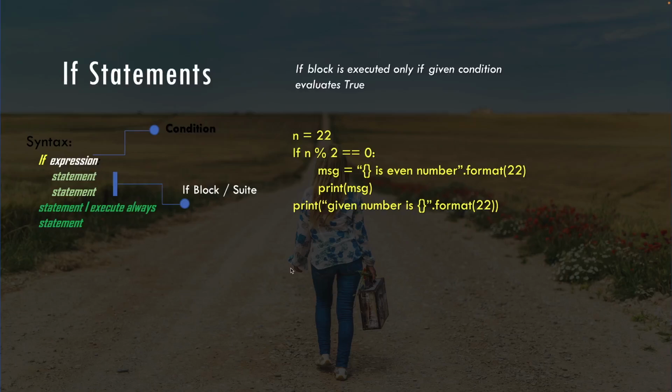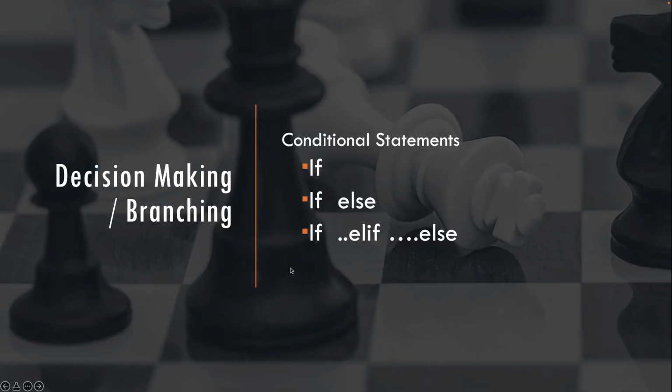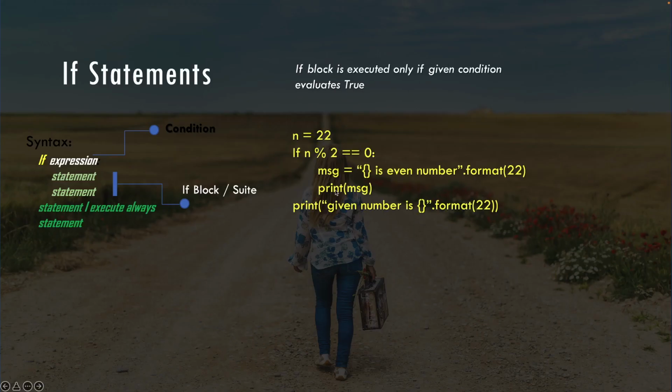These are the conditional statements in Python. We have seen that we use these conditional statements to create branching, for decision making. The conditional statements are if, if else, and if else ladder. So we have seen this.